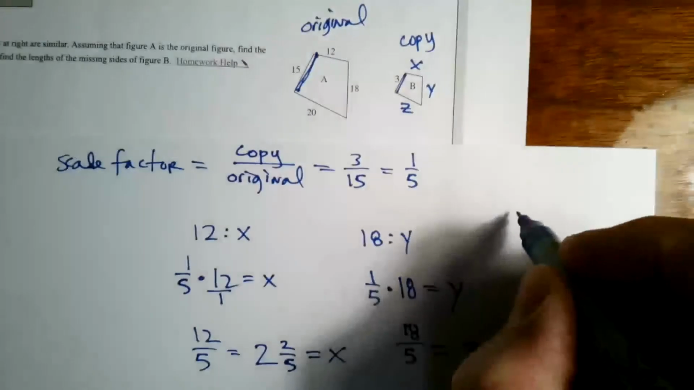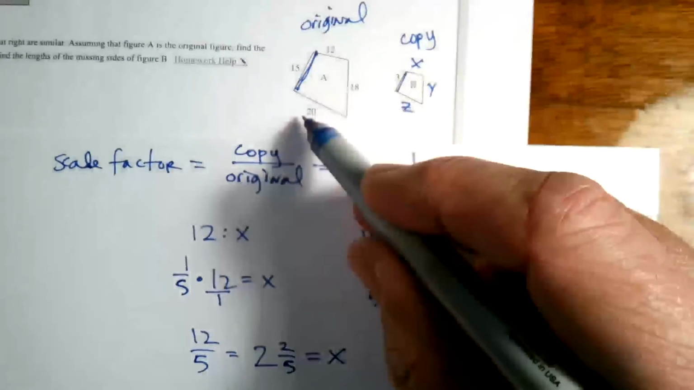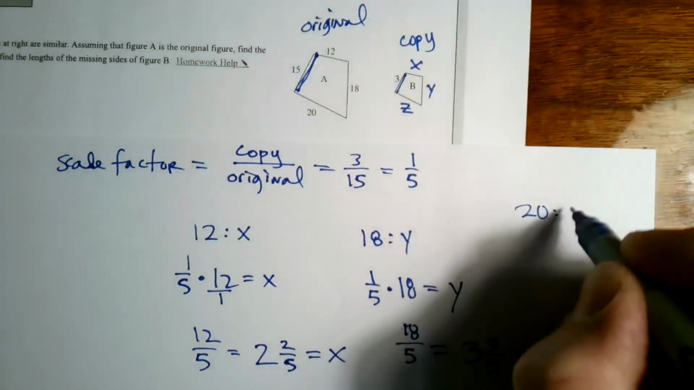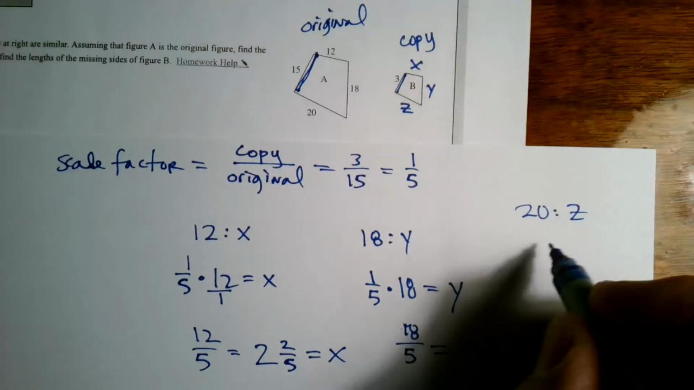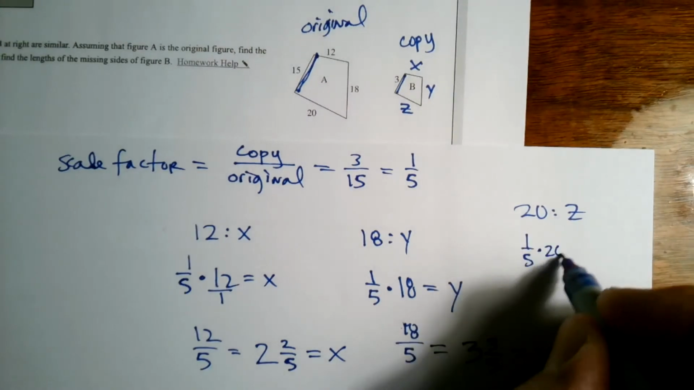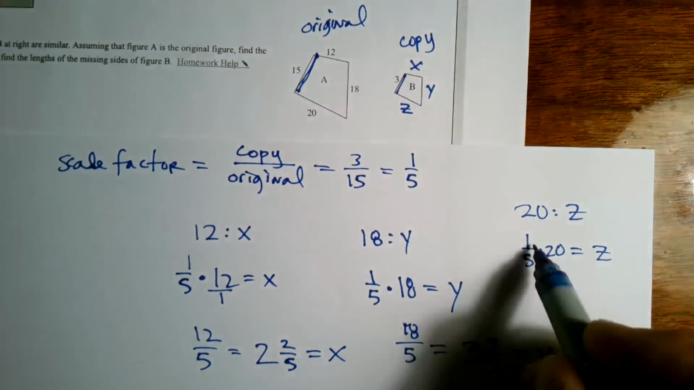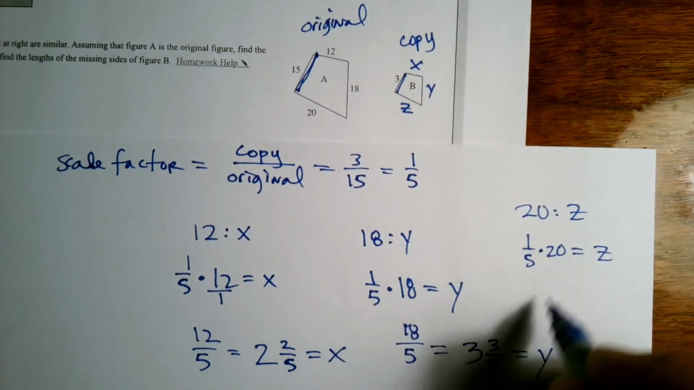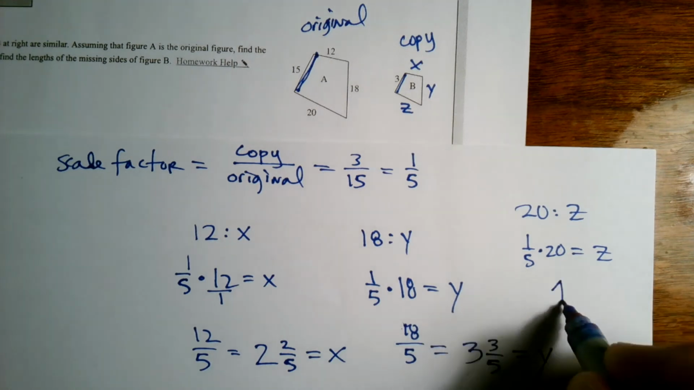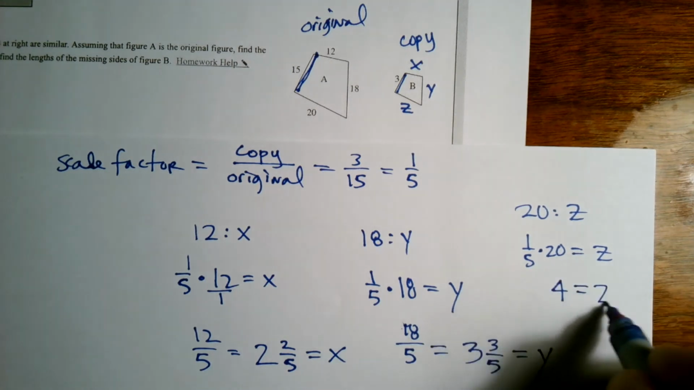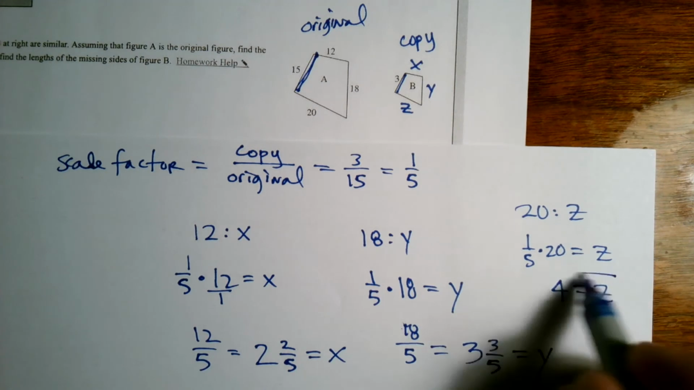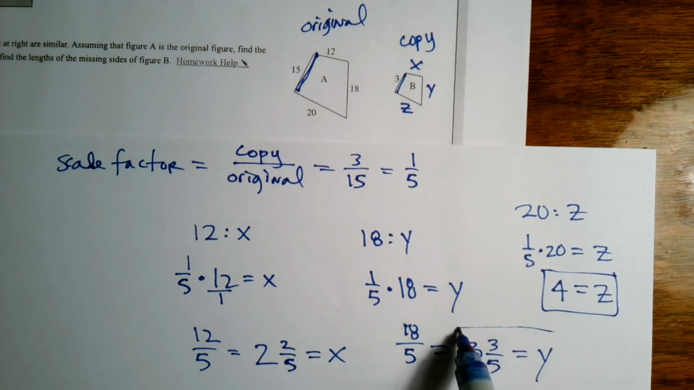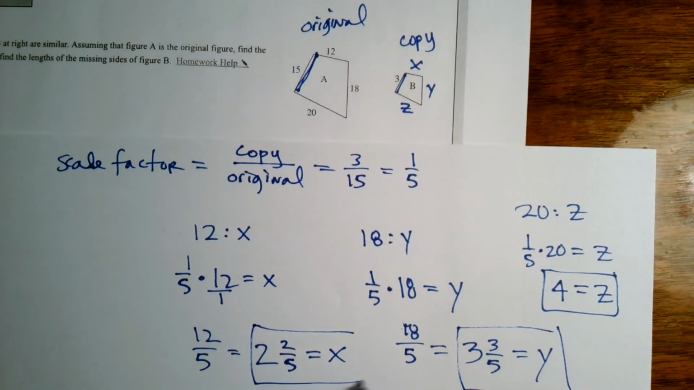Last one is Z. Z corresponds with the 20. So once again, 1/5 of 20 is what Z equals. And that one's nice, we can do it without a fractional answer, because 1/5 of 20 is 4. 5 goes into 20 four times. So Z in this case is equal to 4. So I have each of my answers, my missing lengths, using the scale factor. There you go.